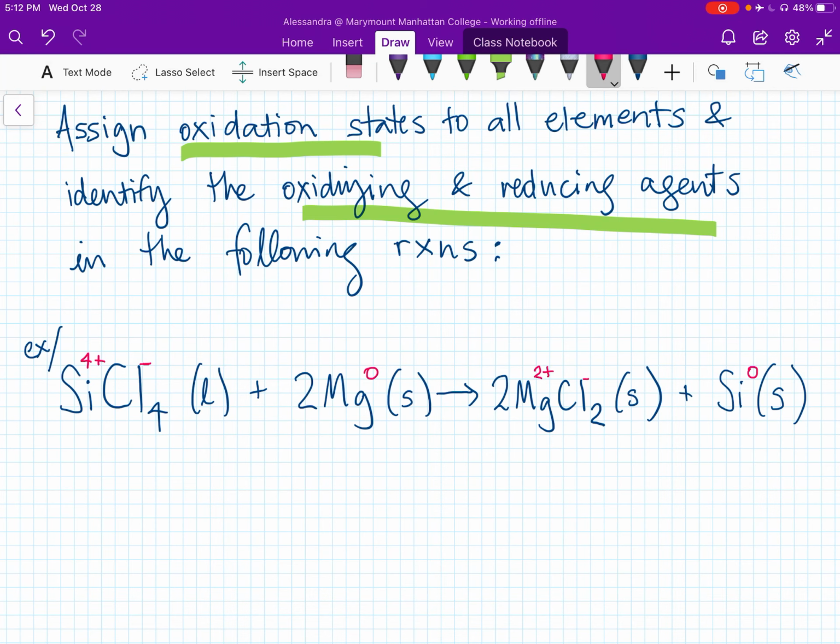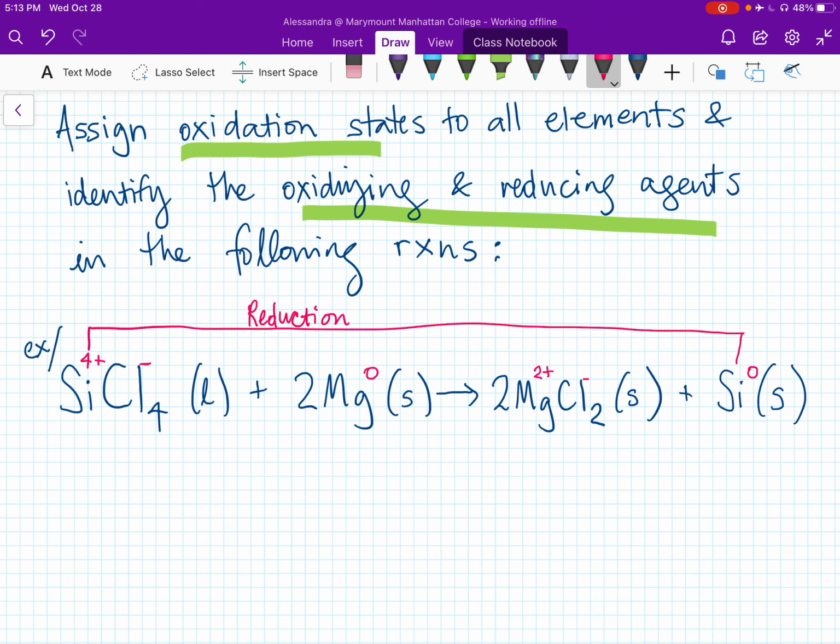So chlorine is -1 on both sides. So nothing is happening to it redox-wise going from left to right. But silicon is going from 4+ to 0. 4+ to 0 is a major reduction, right? It's a 4 electron reduction. It has to be gaining 4 electrons to have its oxidation state reduced from 4+ to 0. So silicon is being reduced over the course of the reaction.